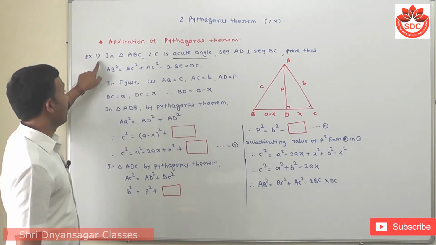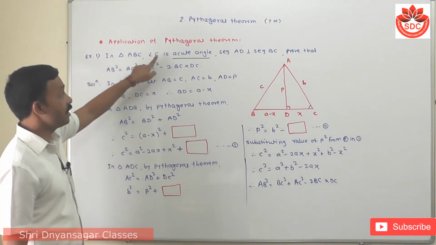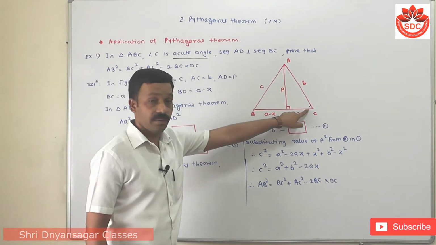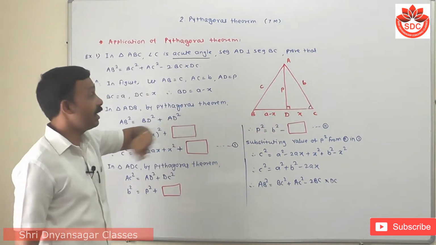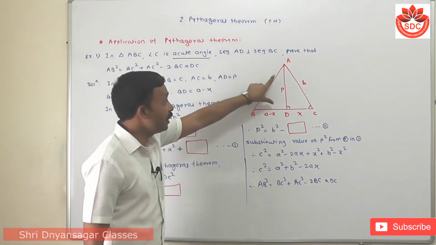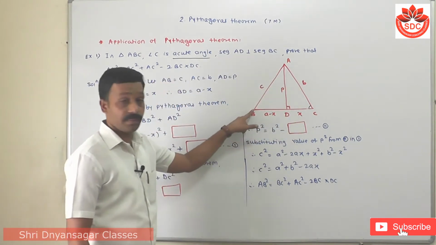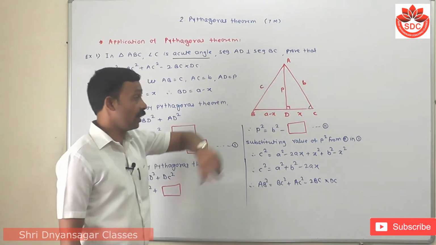Now look here, in triangle ABC, angle C is an acute angle. Acute angle means less than 90 degrees. The measure of this angle is less than 90 degrees. Segment AD is perpendicular to segment DC. Then prove that. Student, look carefully.